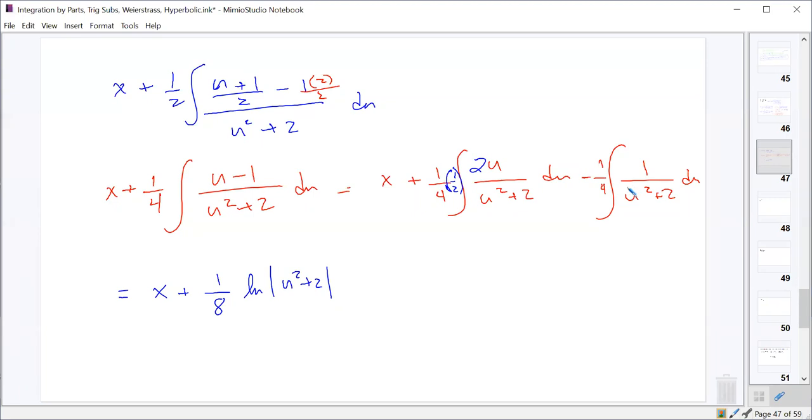And then what about this one? That one's just the special case that we worked with before. So this should be minus 1/4 times what goes out in front. Should be 1 over the square root of 2 times the inverse tangent of u over the square root of 2, all plus our constant.